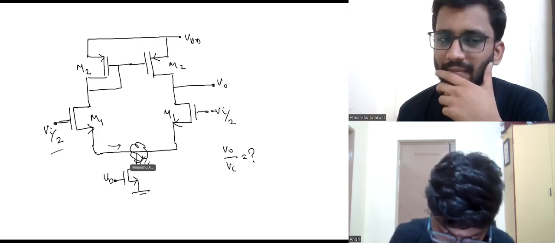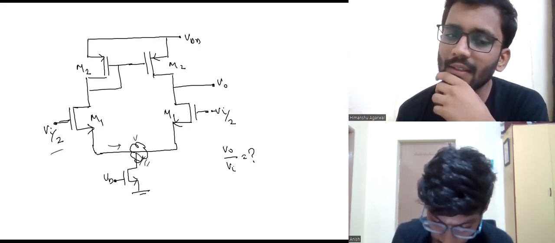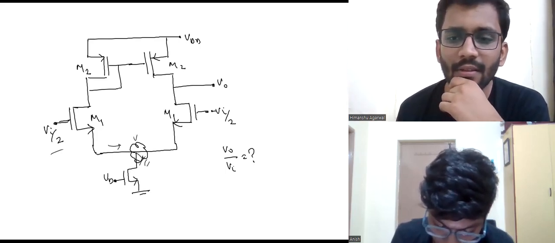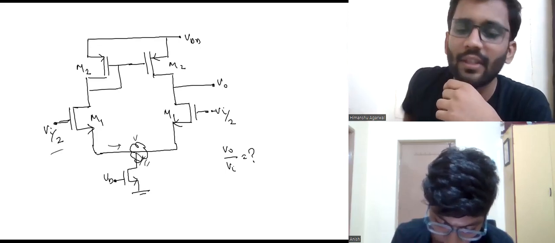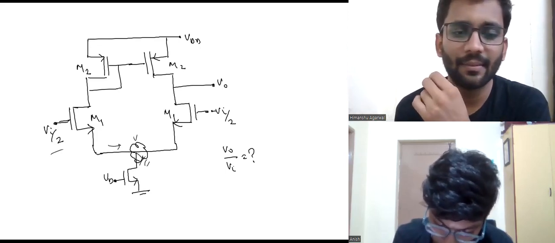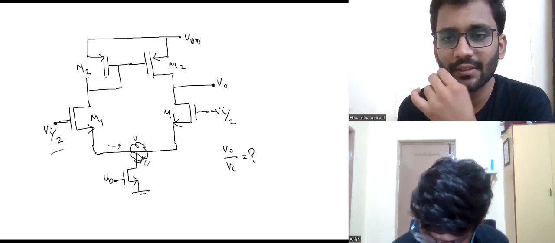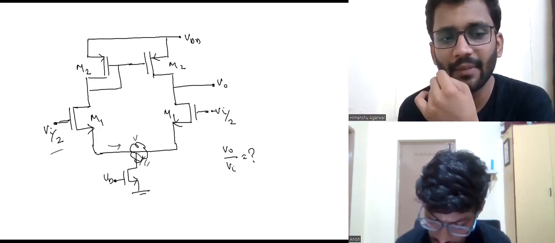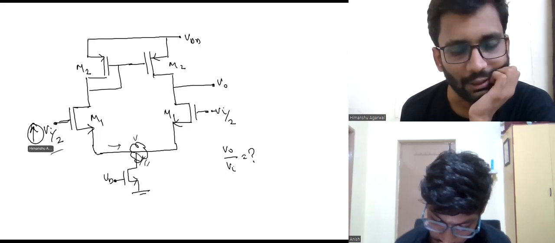So here if you assume some potential V, then from here some current will flow, gm times V in by 2. Forget that, that's fine, but just the intuition. What if I increase V in by 2? What happens?